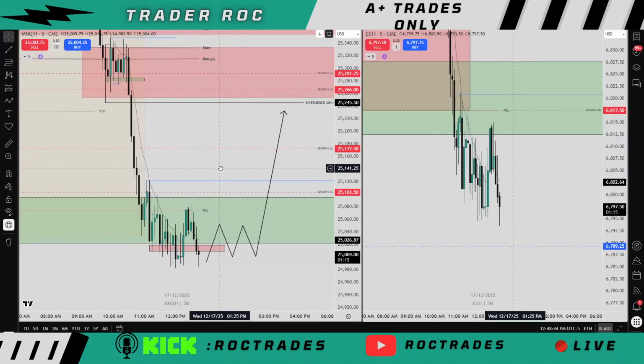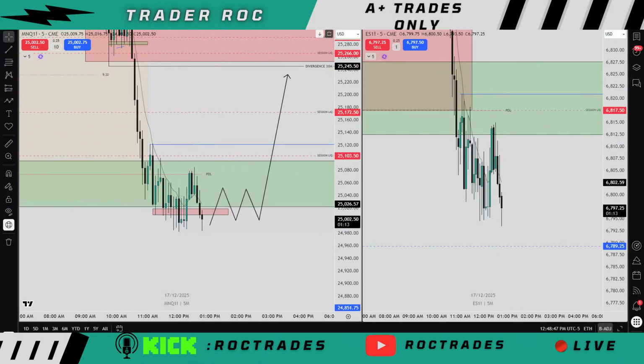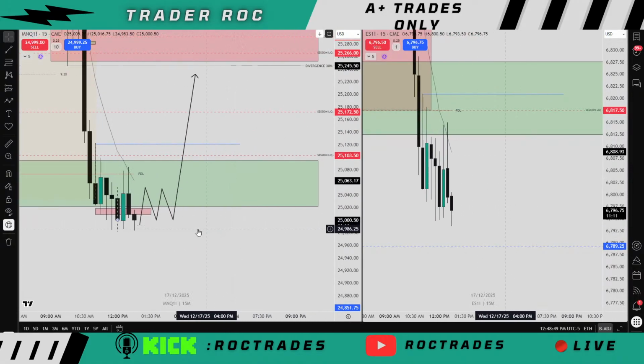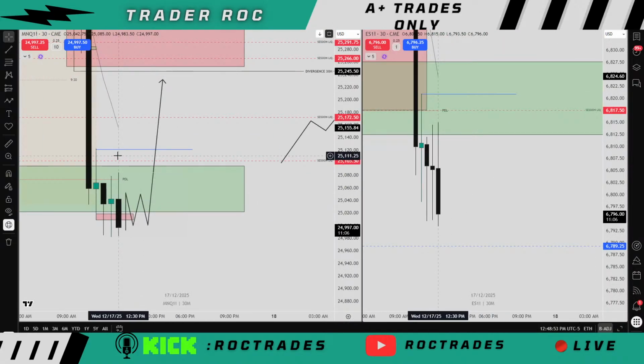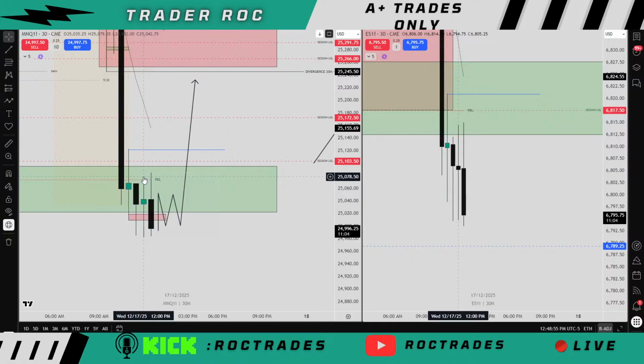So yeah, I'll hang out for another 15 minutes just to see what happens here, bro. But I can't make sense of why price would sweep this high and be so aggressive unless it's still bearish.